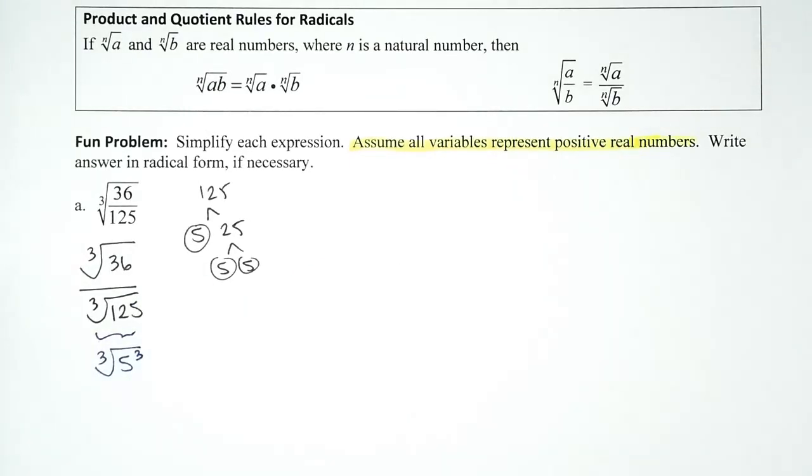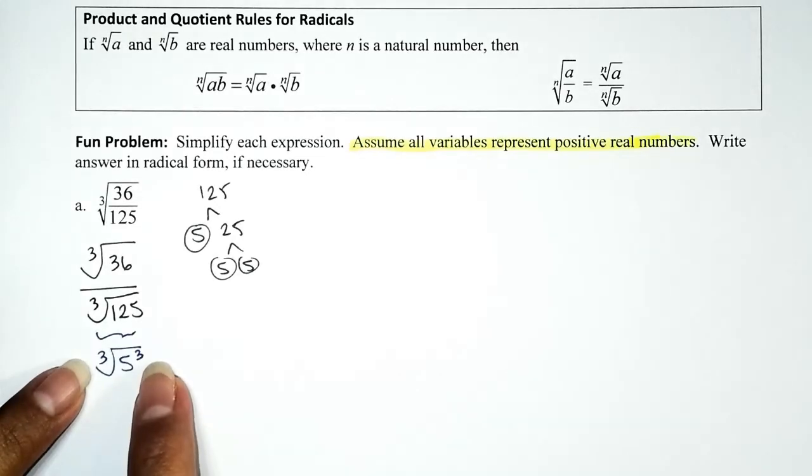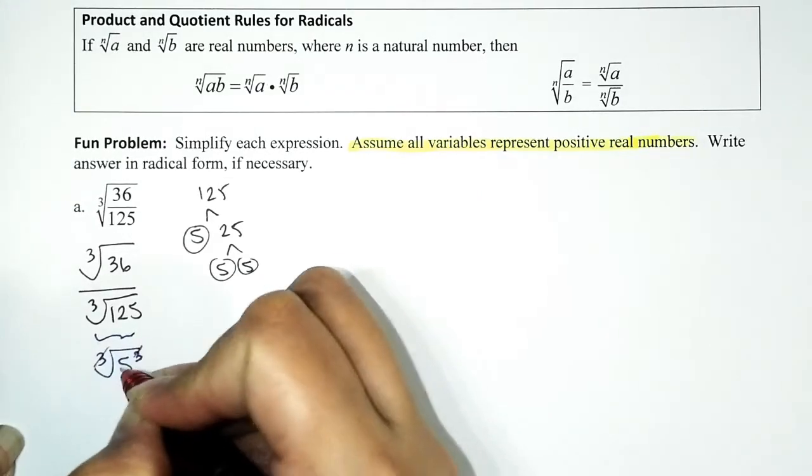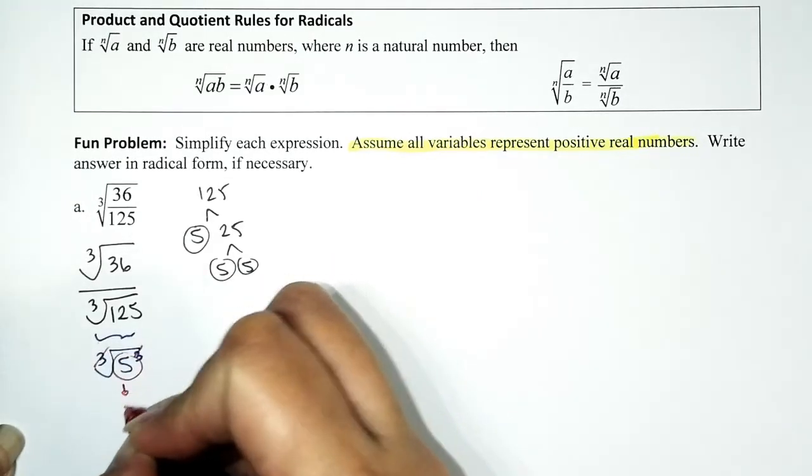And then what's going on? The index is 3, the power is 3. Since they're the same, they pretty much undo each other or cancel out. And that will leave us with the radicand of 5.